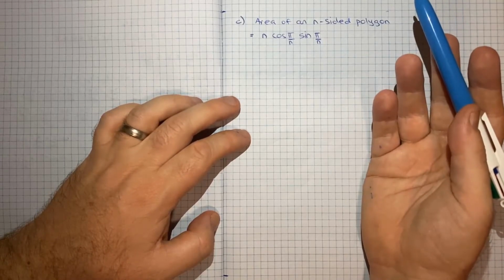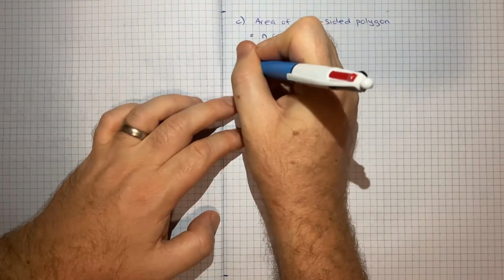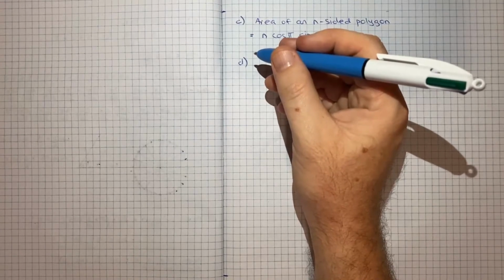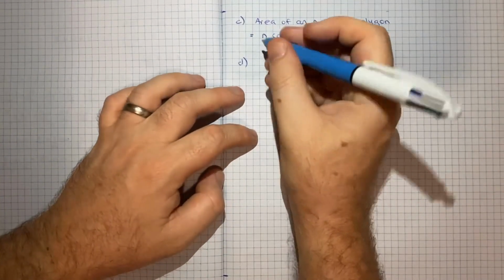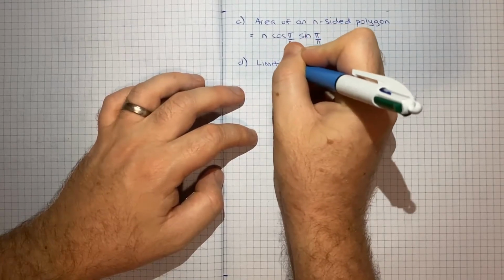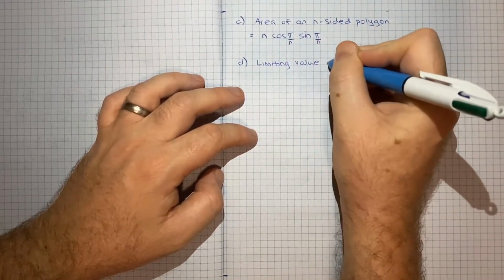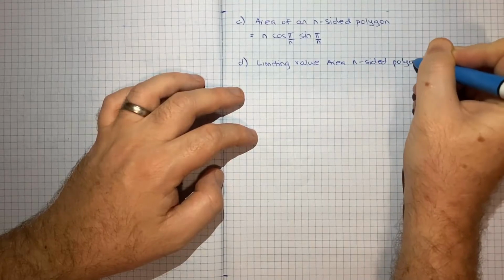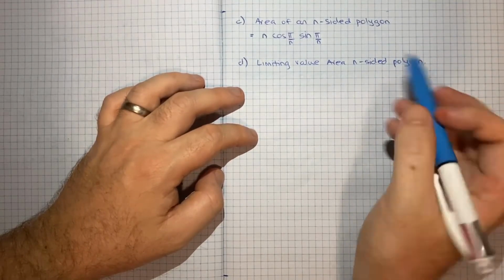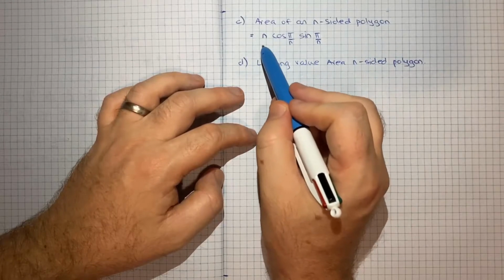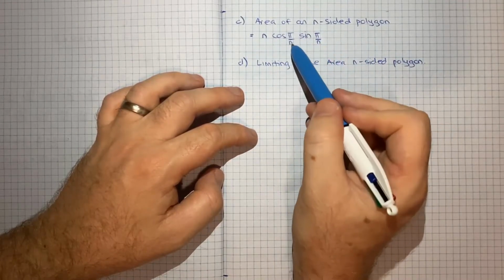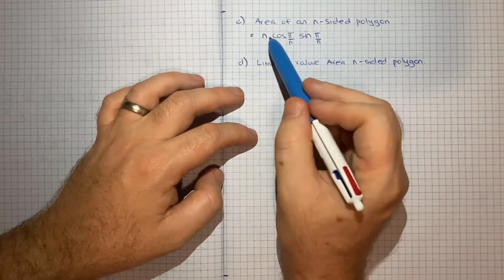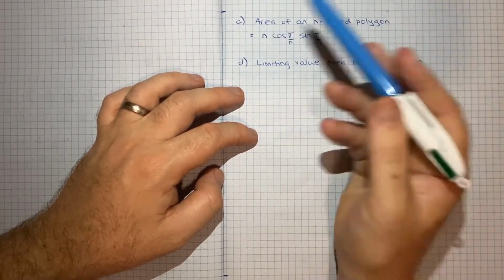And part D is quite similar. Part D says, I'll just double check, it says, deduce the limiting value of the area of the polygon. So basically, what's the limiting value of the area of this n-sided polygon? Or in other words, as n goes to infinity, what would this area go to? And you can't really just insert infinity here. You might be tempted to say, well, it's infinity times something, so it's infinity, but that isn't the answer.